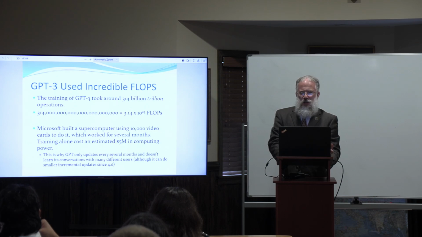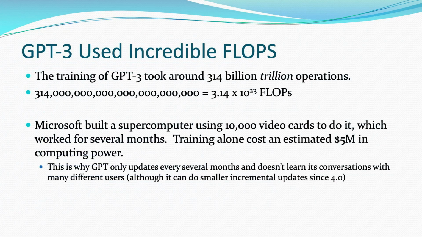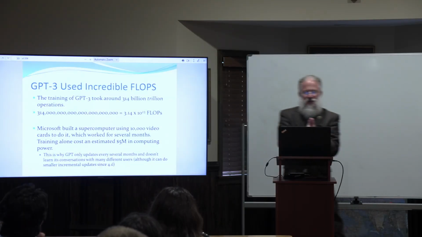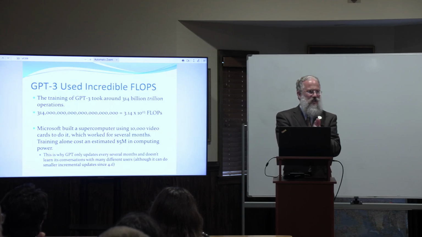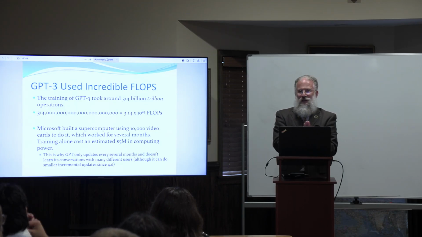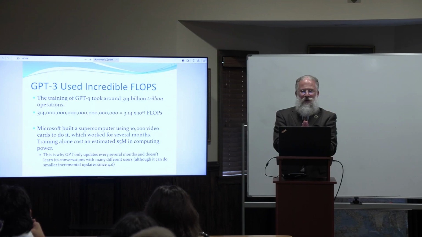So ChatGPT 3.0 used incredible flops to train. It took around 314 billion trillion operations. That's 3 times 10 to the 23rd flops to train this thing. And to do it, Microsoft built a supercomputer cluster using 10,000 video cards, which then worked for several months. That training alone cost an estimated $5 million, and that's Microsoft getting it about as cheaply as you can get computing power these days, right?